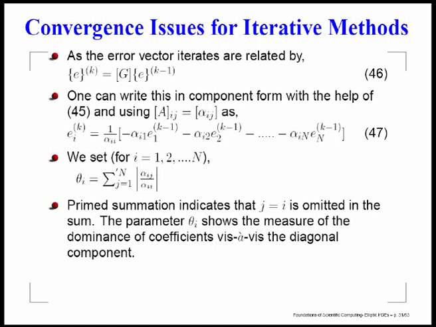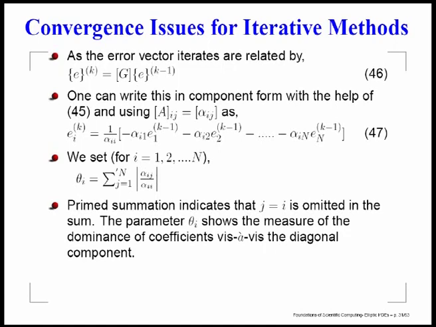Now, what you notice is that we can define a parameter which I call theta i, which is nothing but these quantities inside the coefficients alpha i j, with everything divided by the diagonal entry, which I write as alpha i i. So what we are seeing is that the error at the ith point at the kth iterate depends on the product of these theta i's times the error at the previous step.